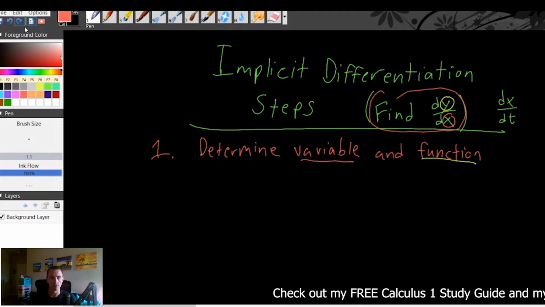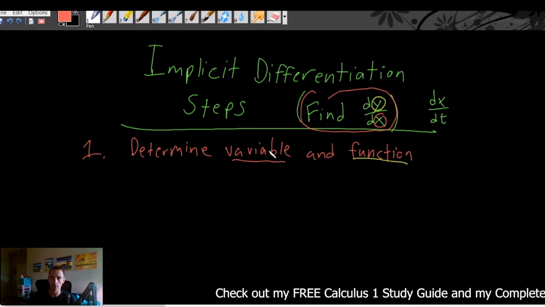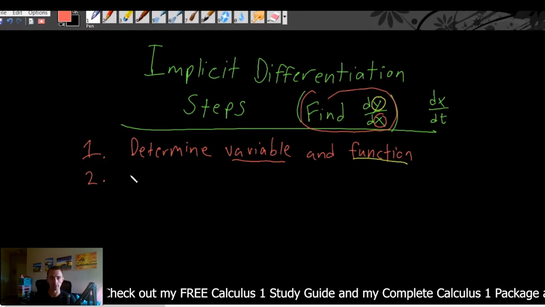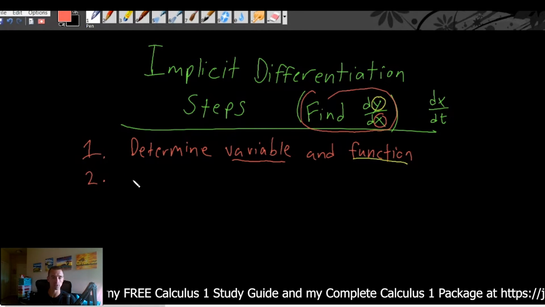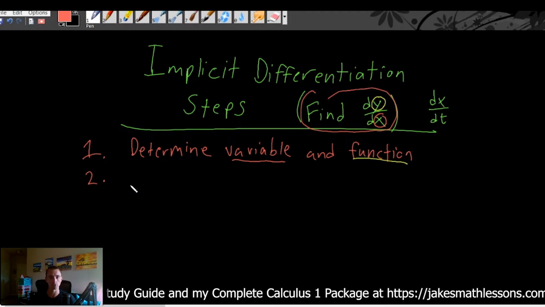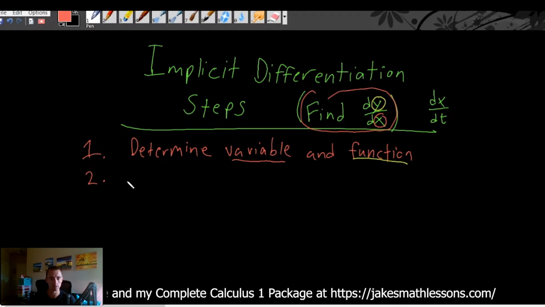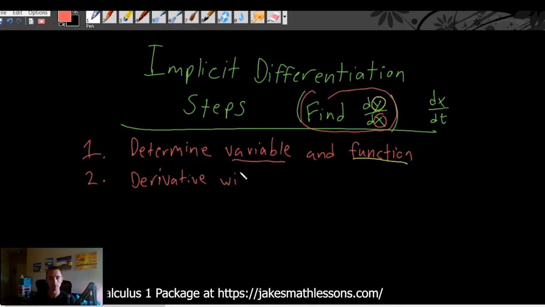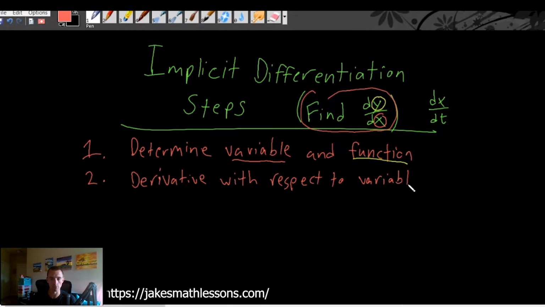Okay, so once you have figured out what your function and what your variable is, what letter represents each of those things, at that point you need to take the derivative. So essentially, take the derivative of both sides of your equation with respect to whatever your variable is. So take the derivative with respect to your variable.